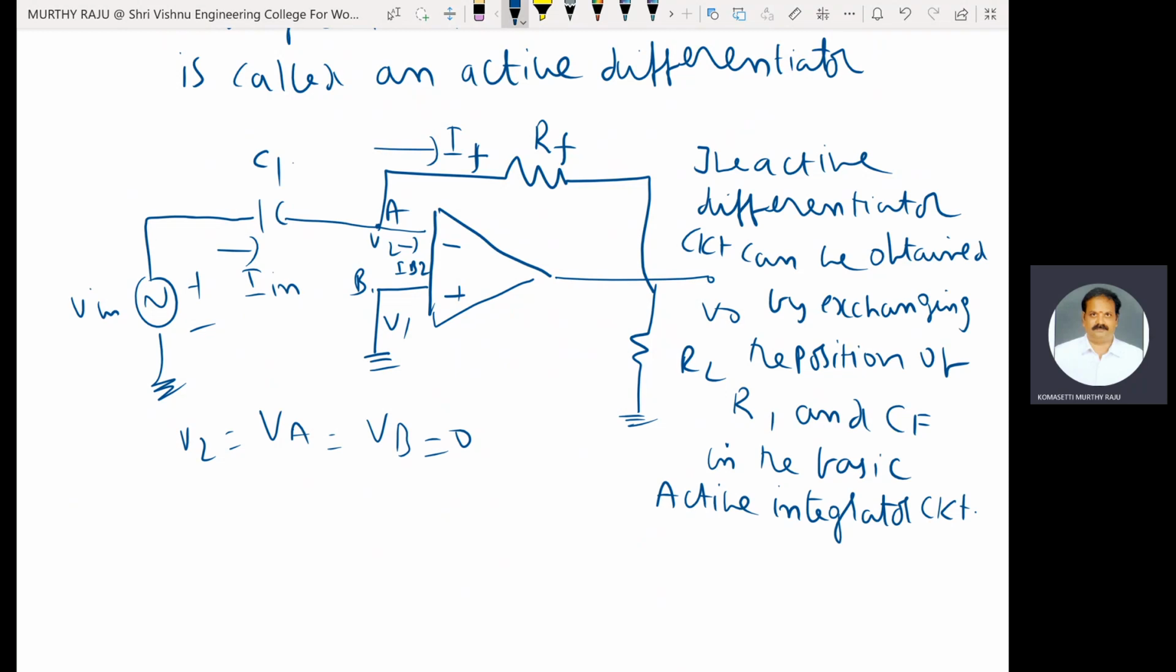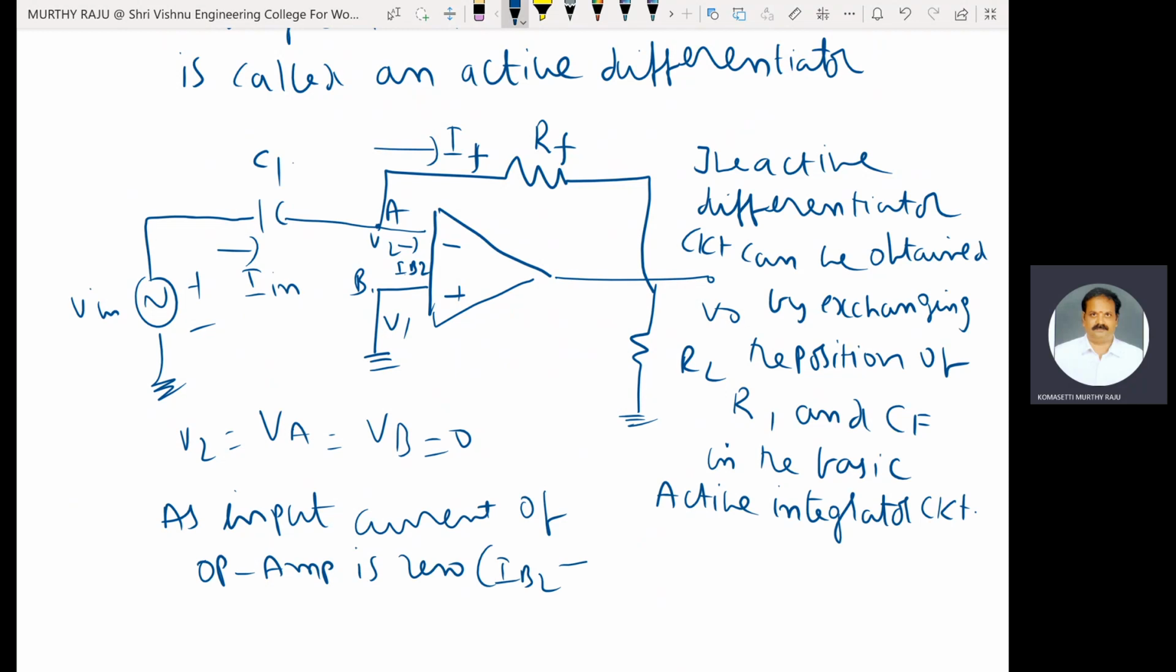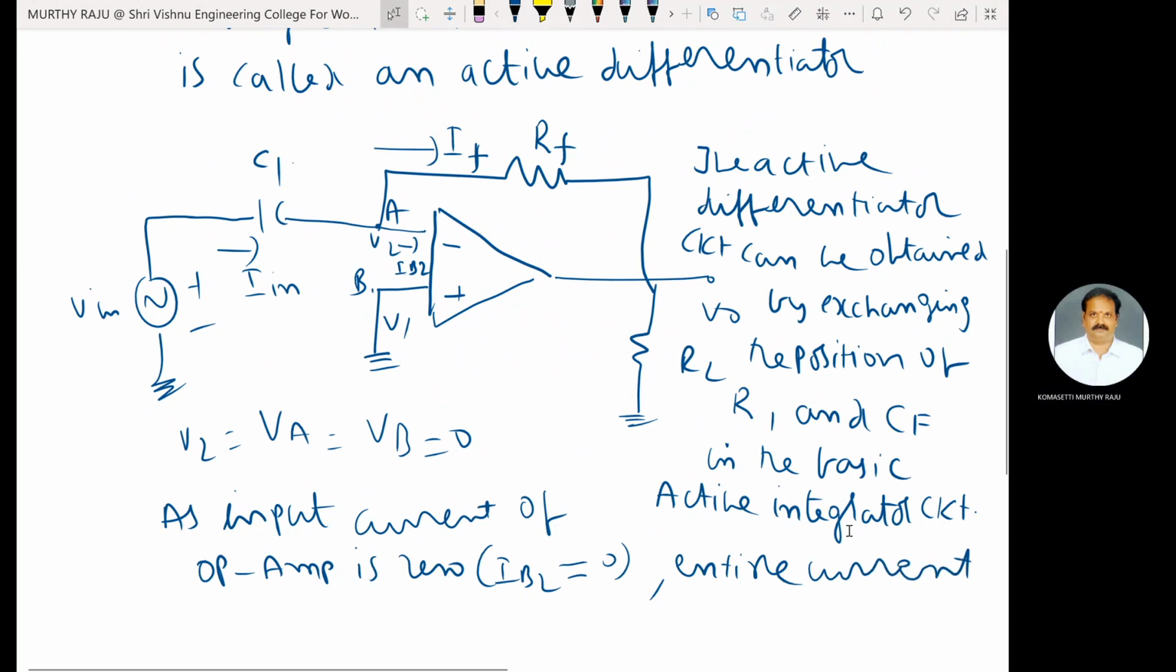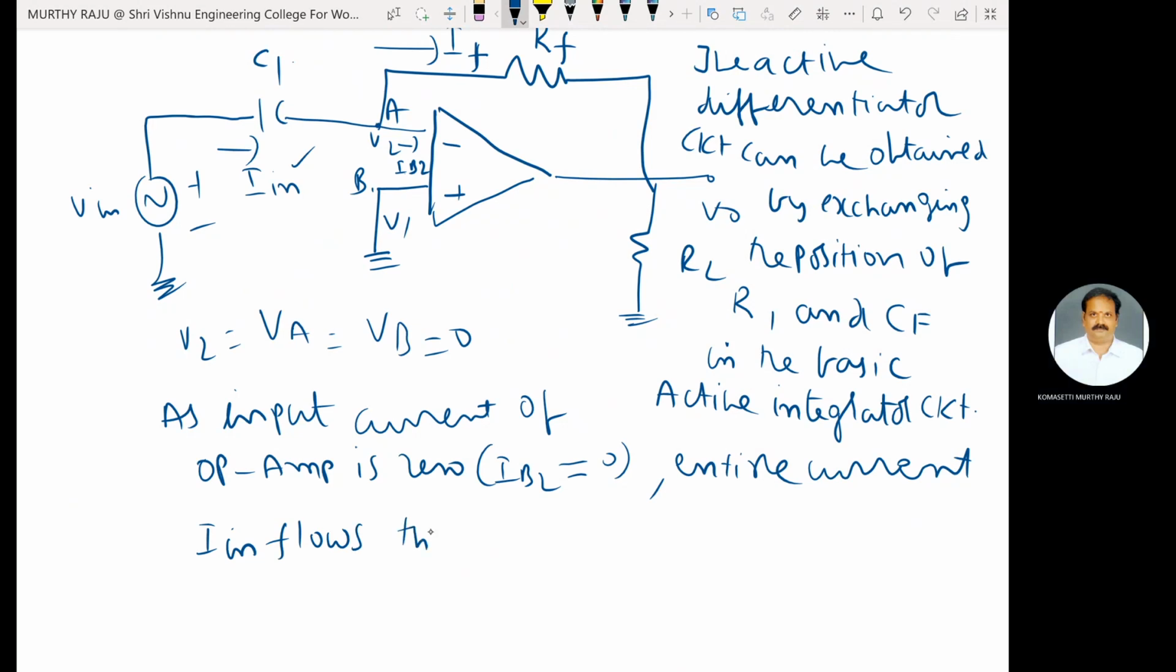As the input current of the op-amp is 0, that is IB2 is equal to 0, the entire current Iin flows through the resistor RF.